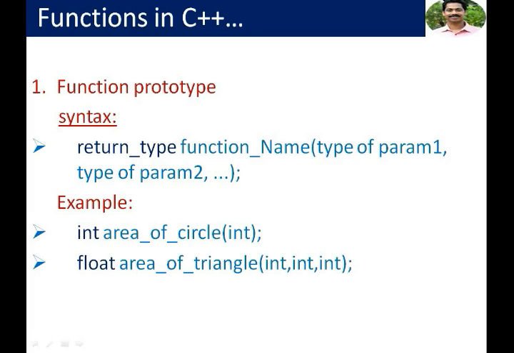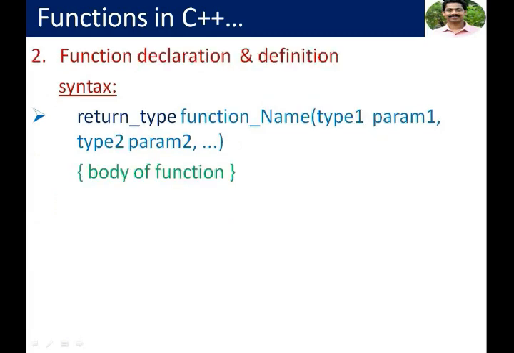So exchange information are integers and float. Next is function declaration and definition. Its syntax is return type, function name, and type 1 space parameter 1, type 2 space parameter 2, comma, etc. And immediately after the function heading, we must write the body of function within curly brackets. So this is the body of function.